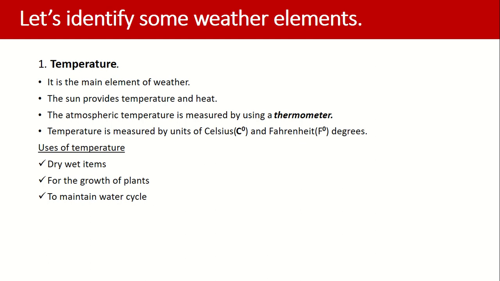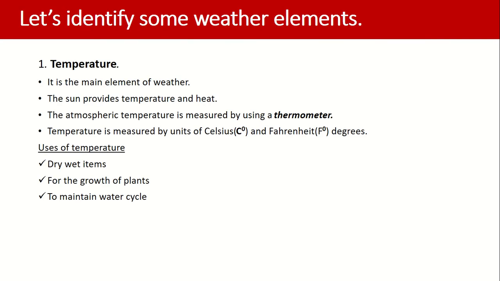Okay, now let's identify some weather elements. Temperature. It is the main element of weather. The sun provides temperature and heat. The temperature of the atmosphere is measured by using a thermometer. Temperature is measured by units of Celsius degrees and Fahrenheit degrees.